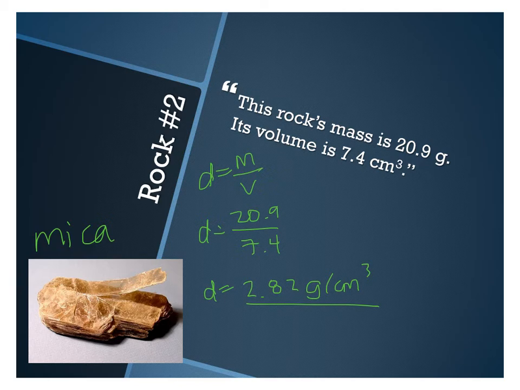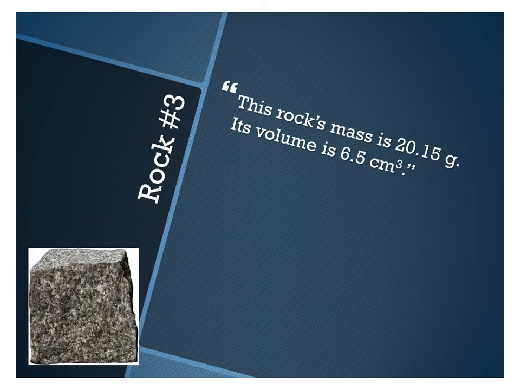The third one, it says this rock's mass is 20.15 grams. The volume is 6.5 centimeters cubed. And so we're going to plug in our numbers after we write our formula. I know it seems tedious to write the formula over and over and you're like, what's the point? But I just want to make sure you do that because on quizzes I'll give you 1 point for writing the formula just to show me you know where to start.